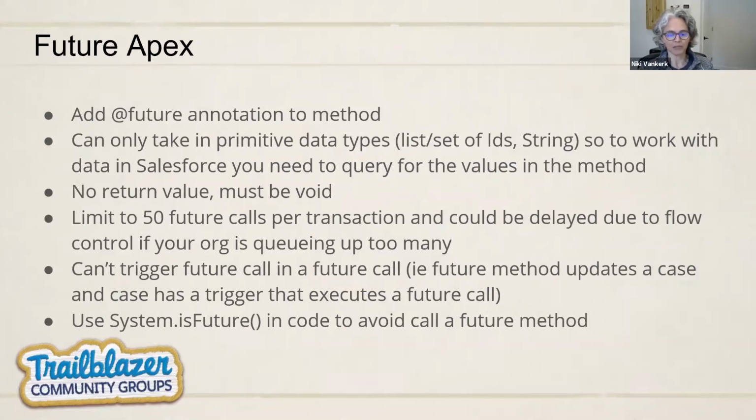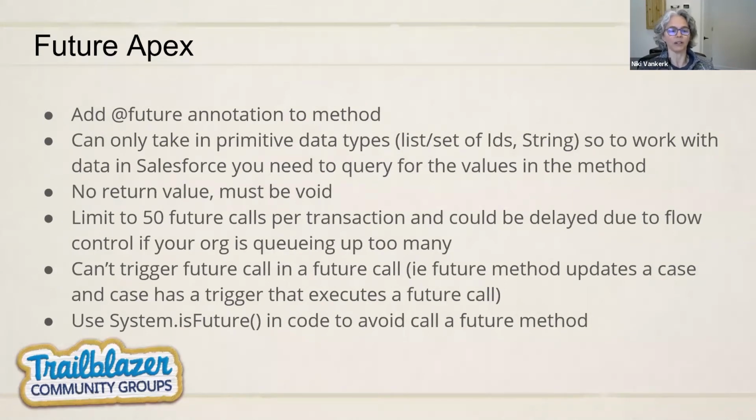You are limited to 50 future calls being triggered in one transaction. So if I create a case, and I have some kind of loop, and all of a sudden I'm triggering more than 50 future calls to go and do something, it's going to give me a failure. Within a synchronous transaction, you can only create 50 future calls. So you have to be careful.